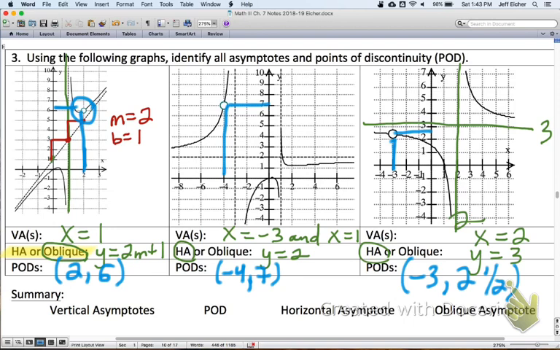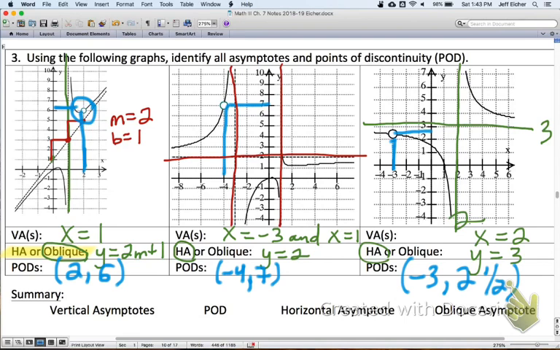Welcome back. We have vertical asymptotes at -3 and at +1. We have a horizontal asymptote at y equals 2. And in blue, we have the point of discontinuity at -4, 7.